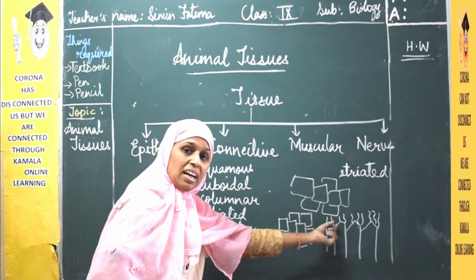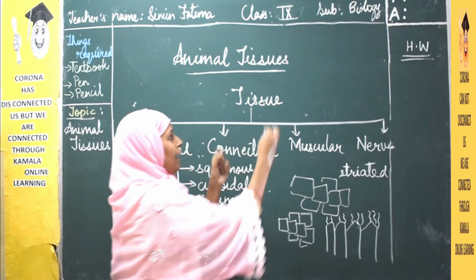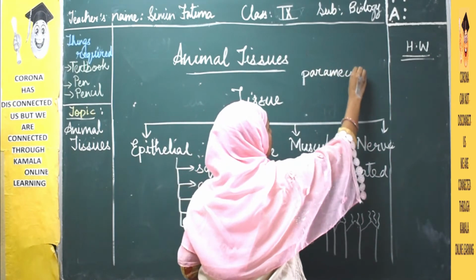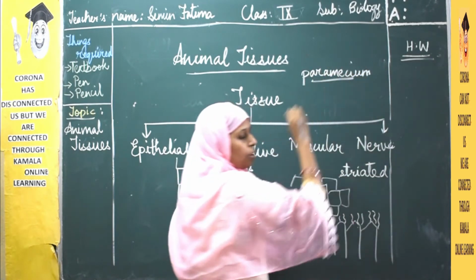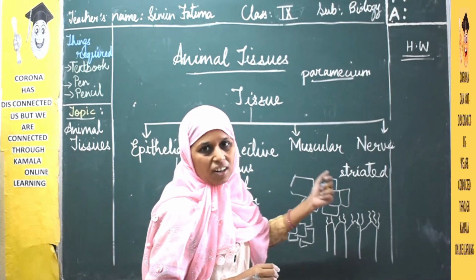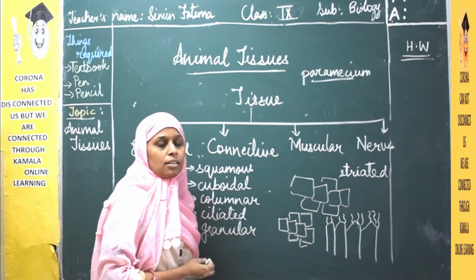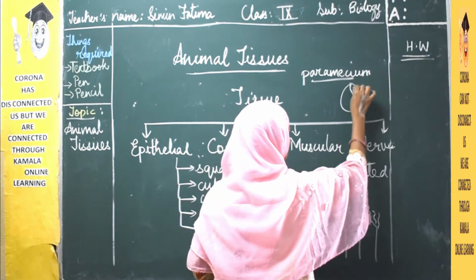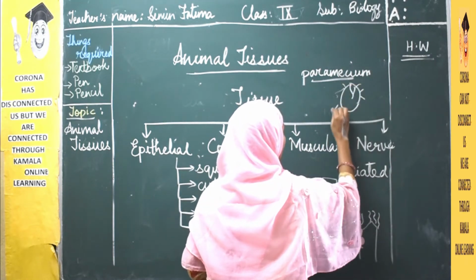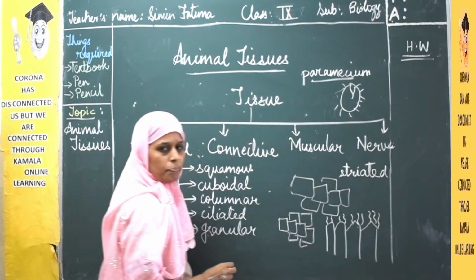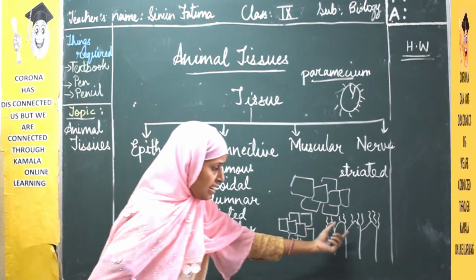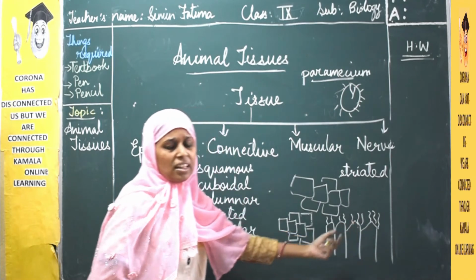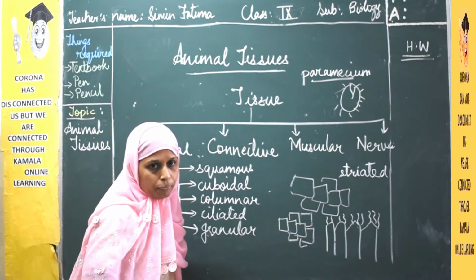Now, this cilia you have also heard about in the term paramecium. Do you know what is paramecium? Paramecium is a unicellular or single cell organism. When you see the paramecium, it is in this way. It will be having a hair-like structure, that is cilia. Okay, same way a hair-like structure on a columnar tissue is there, that is called ciliated epithelial tissue.